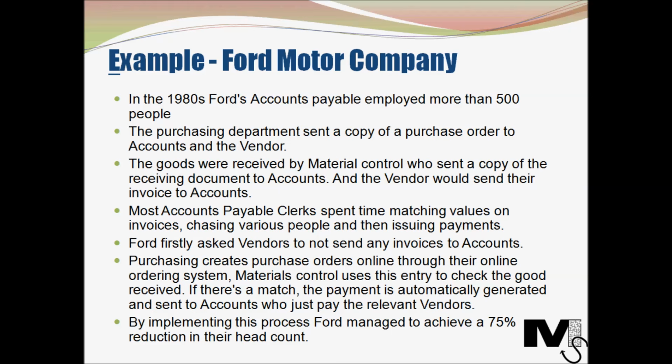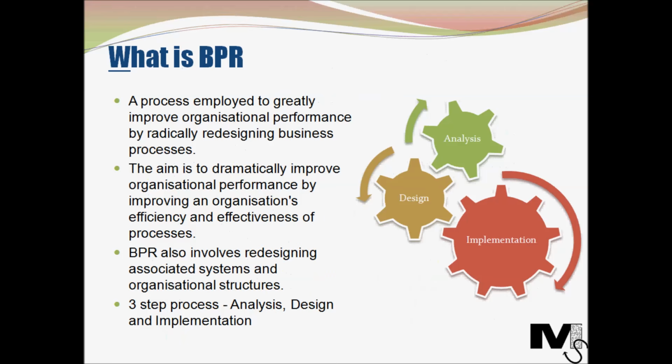By implementing this process, Ford managed to achieve a 75% reduction in their headcount, which is exactly what they wanted. And this is an example of what is called business process re-engineering, or BPR. BPR is essentially a process employed to greatly improve organizational performance by radically redesigning business processes. It's important to understand the significance of the word radically. The aim here is to dramatically improve organizational performance by improving an organization's efficiency and effectiveness of their processes.